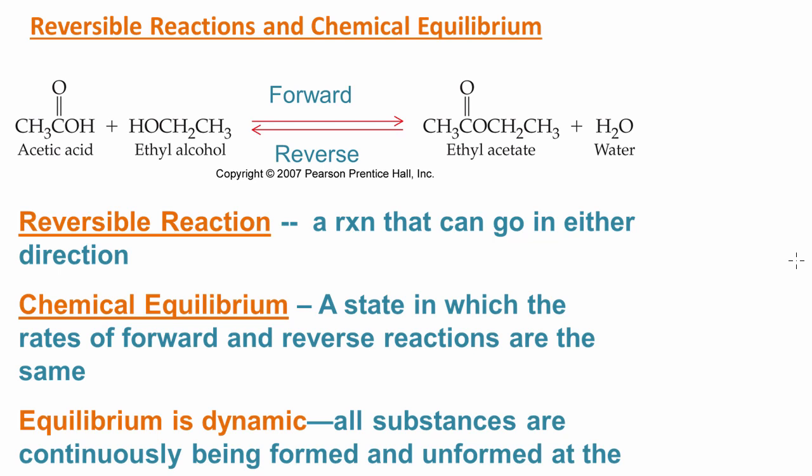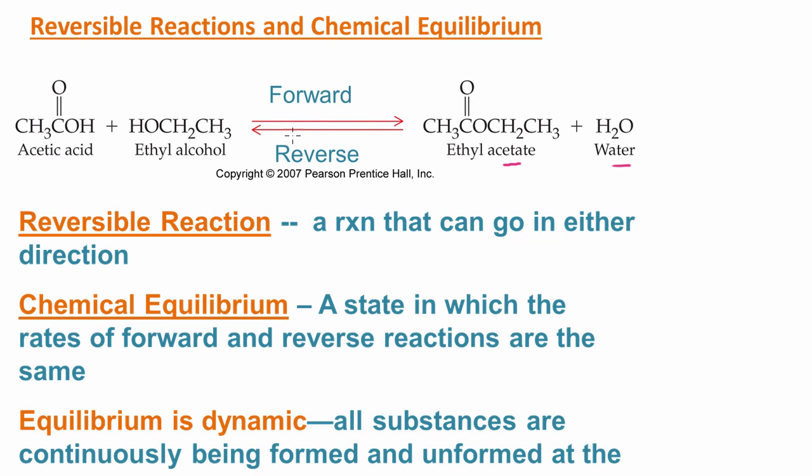So first let's talk about what a reversible reaction is. Here we have acetic acid and ethyl alcohol react to produce ethyl acetate and water. And notice the forward arrow corresponds to the forward direction. We have the reactants acetic acid and ethyl alcohol producing ethyl acetate and water.